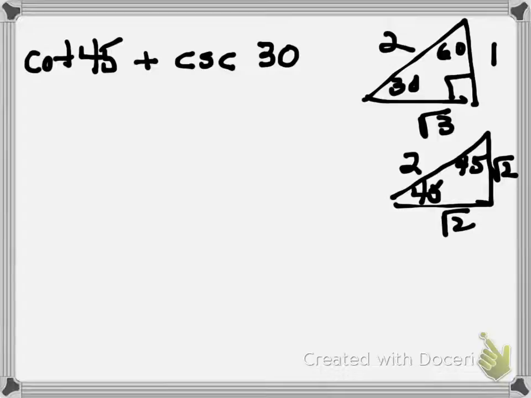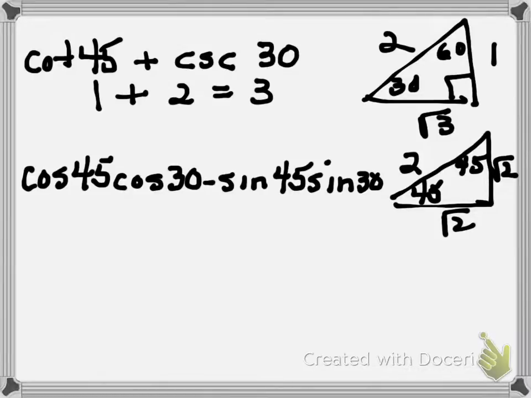Okay, first we have the cotangent of 45, which is adjacent over opposite. So the adjacent of 45 over the opposite of 45, square root of 2 over the square root of 2, is 1. The cosecant of 30 is the reciprocal of the sine of 30. If you remember, the sine of 30 is 1/2, or you look at the diagram, opposite over hypotenuse. The cosecant is hypotenuse over opposite, which is 2 over 1, or 2, so the sum is 3.